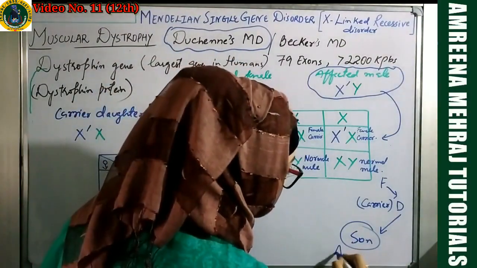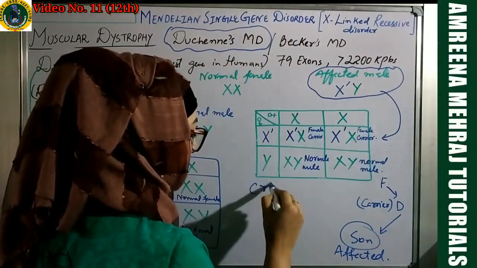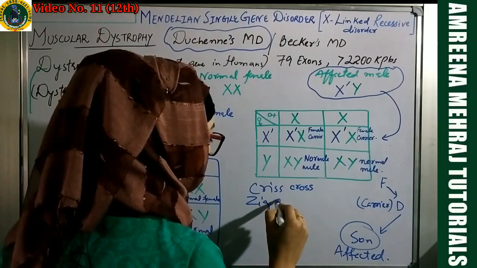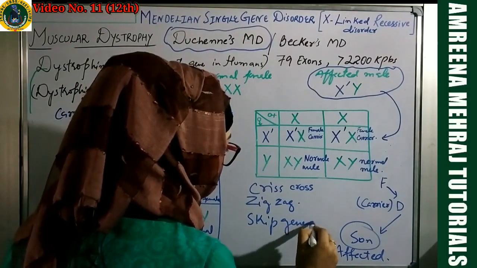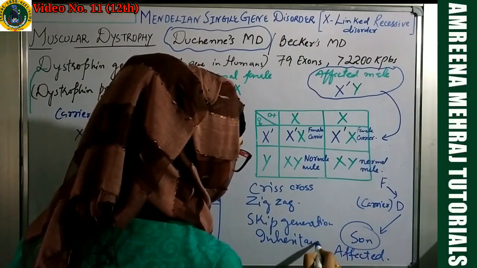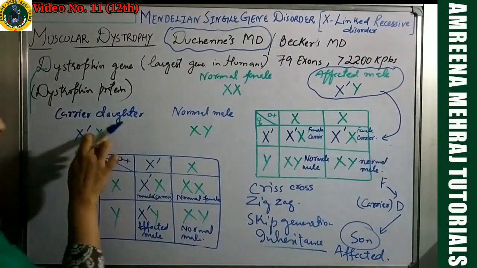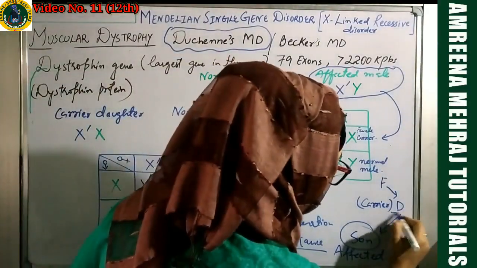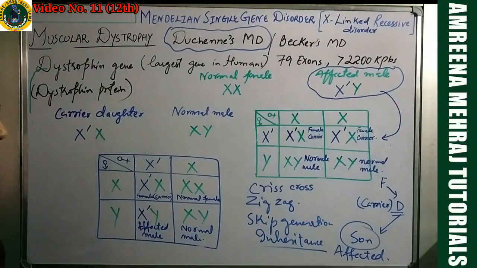So daughter transfers this trait to her son. Okay, son becomes affected. What do you call this transmission? You call this crisscross, or you call this zigzag, or you call it skip generation inheritance. So the father, if father is affected, he will transfer this trait to the daughter, and the same carrier daughter will transfer this trait to the son. So one generation gets skipped, this transference is called the skip generation inheritance.